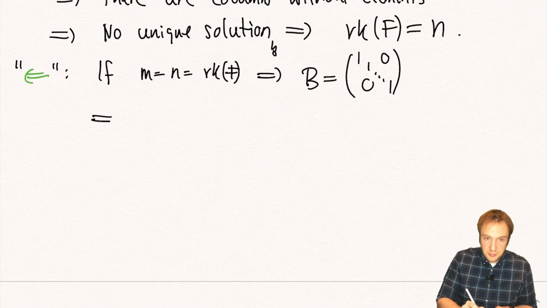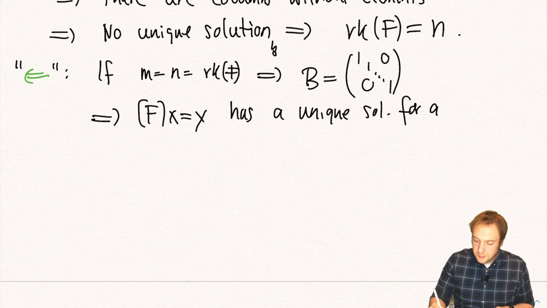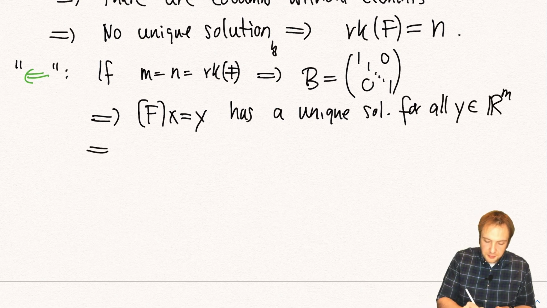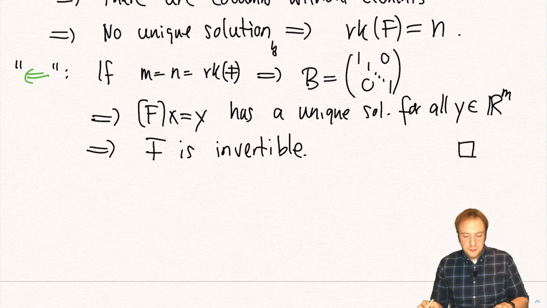So this equation, f of x equals y, has a unique solution for all y's, and this means f is invertible. And this proves the theorem.